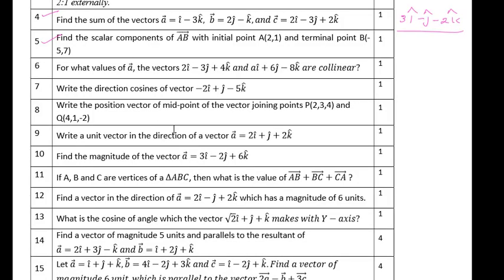So always remember, when vectors are collinear, it is better that you compare their direction ratios. Next: write the direction cosines of the vector minus 2i plus j minus 5k. So, 7th problem. Let us see how the 7th problem will be done.